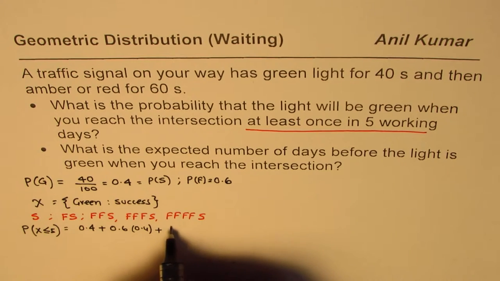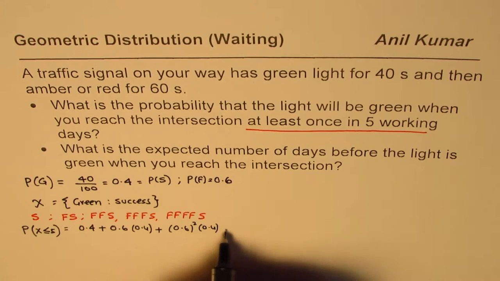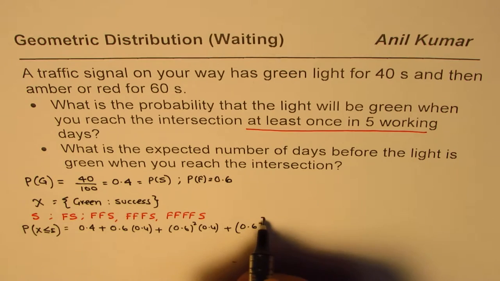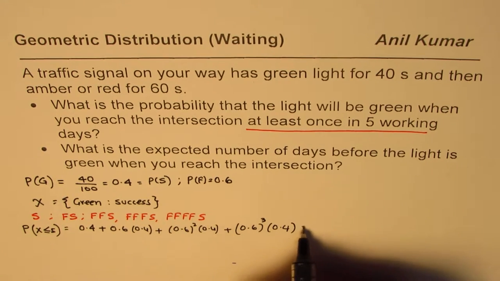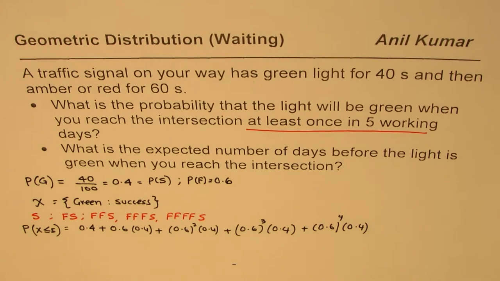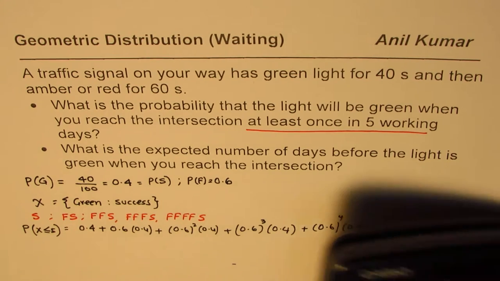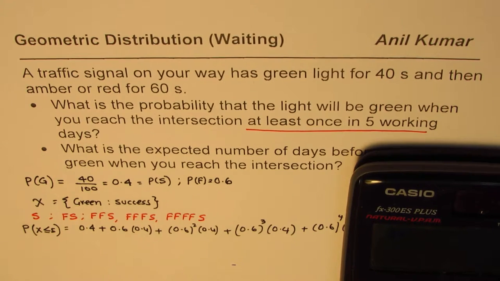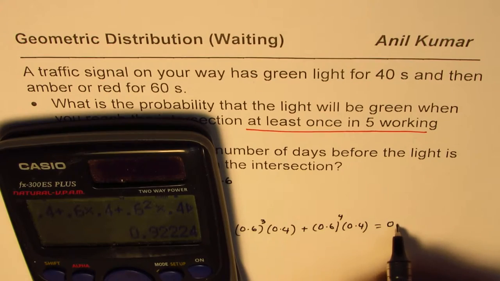Plus two failures and a success means 0.6 squared times 0.4. Three failures means 0.6 cubed times 0.4. Four failures means 0.6 to the power of 4 times 0.4. So the sum of these will give us the probability, correct? So let us add them all. So we have 0.4 plus 0.6 times 0.4 plus 0.6 squared times 0.4 plus 0.6 cubed times 0.4 plus 0.6 to the power of 4 times 0.4 equals, in decimals, 0.92, let us say, right?